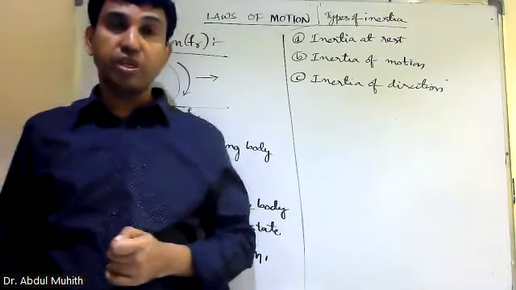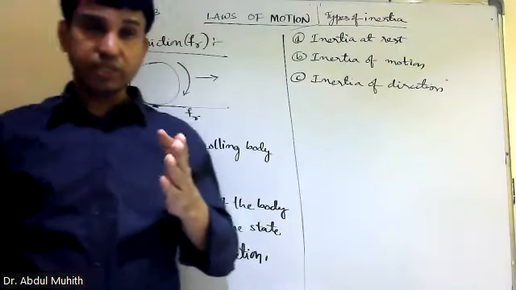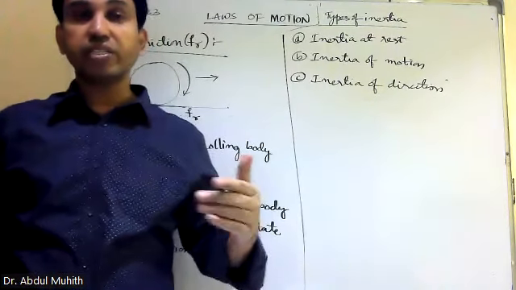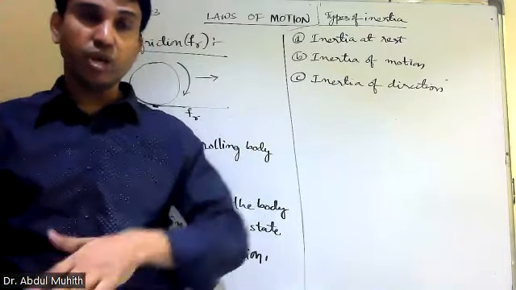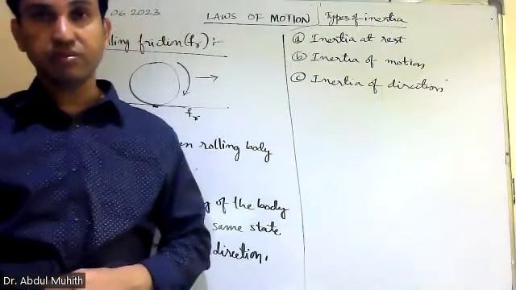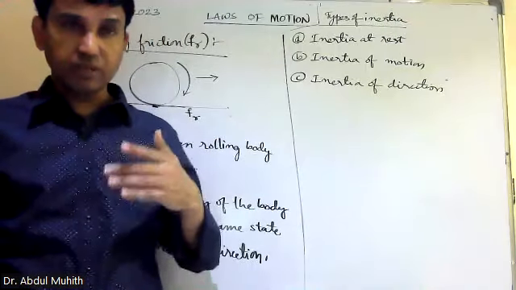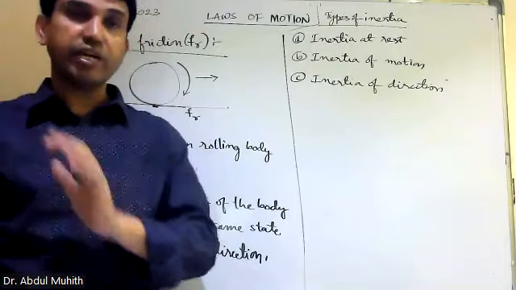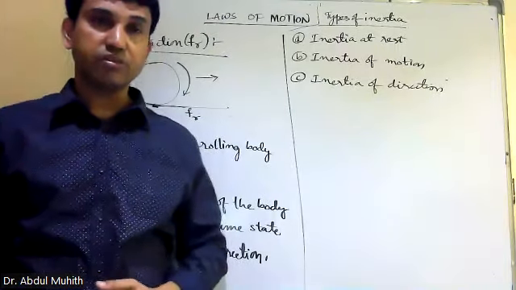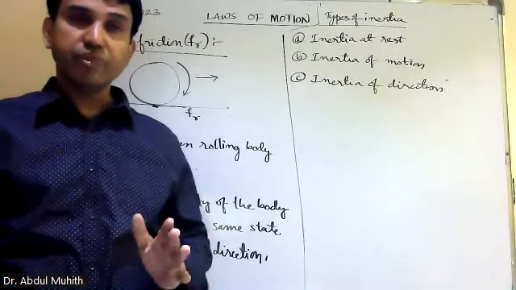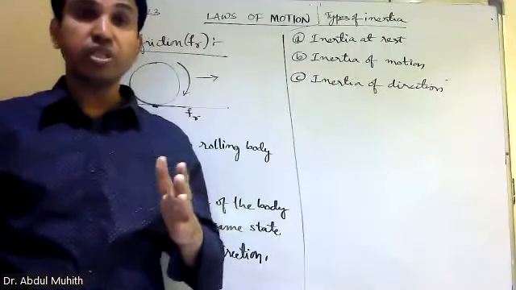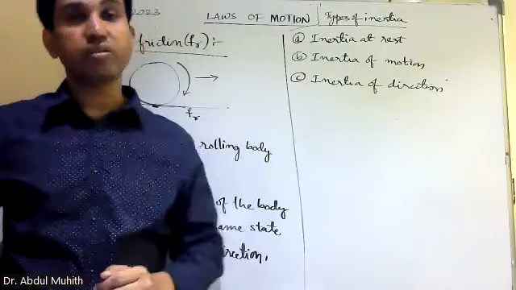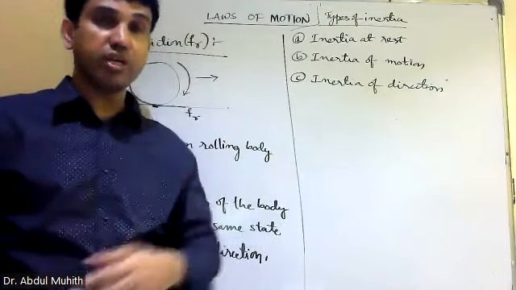Inertia of direction means, suppose you're sitting in the car and the car is going fast, and the driver takes a right turn. When he takes a right turn, you'll be thrown on the left hand side, is it not? So this is about inertia of direction. It means even though the driver has taken a right turn, you are still in the same direction. That is the reason you are thrown on the left hand side.